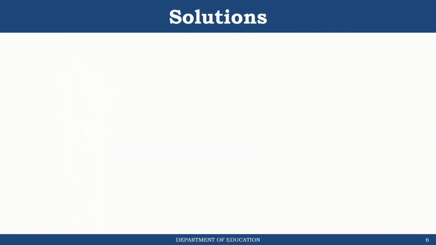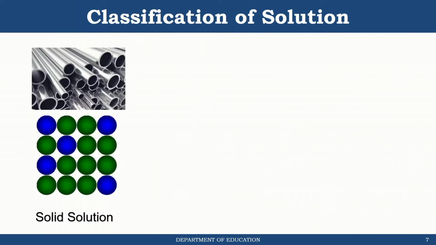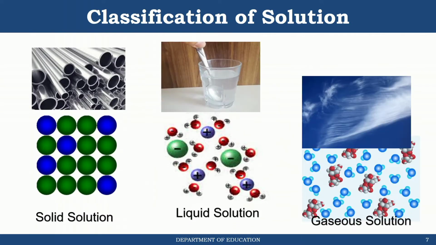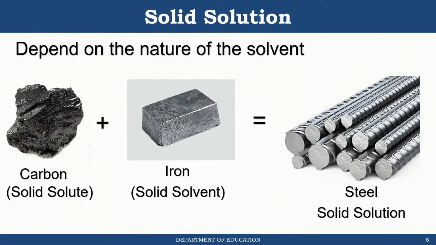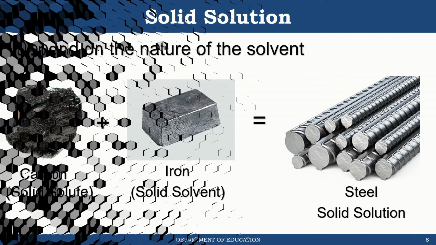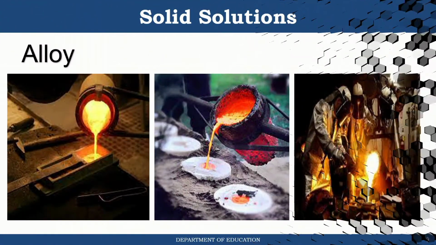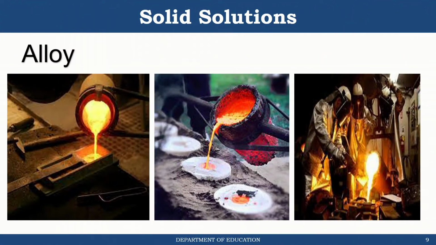A solution may be classified as a solid, liquid, or gaseous solution. These classifications depend on the nature of the solvent. If a solid or liquid solute is dissolved in a solid solvent, then the solution is classified as a solid solution. You have already learned a specific type of solid solution called an alloy.